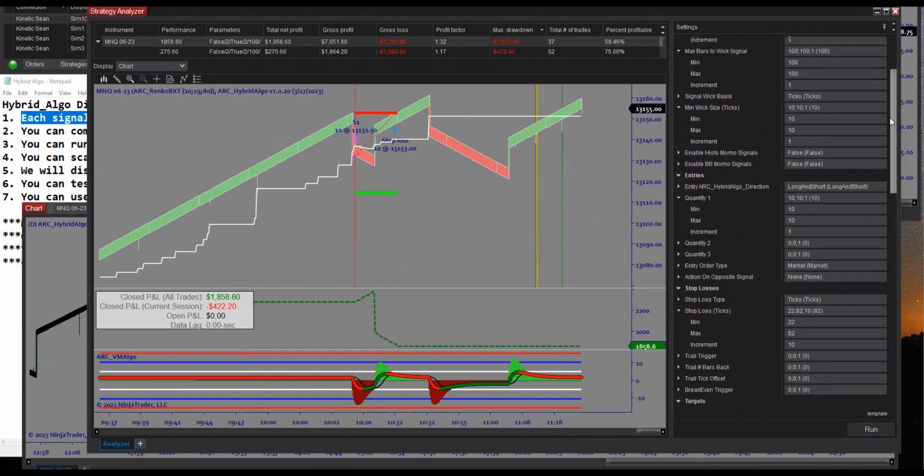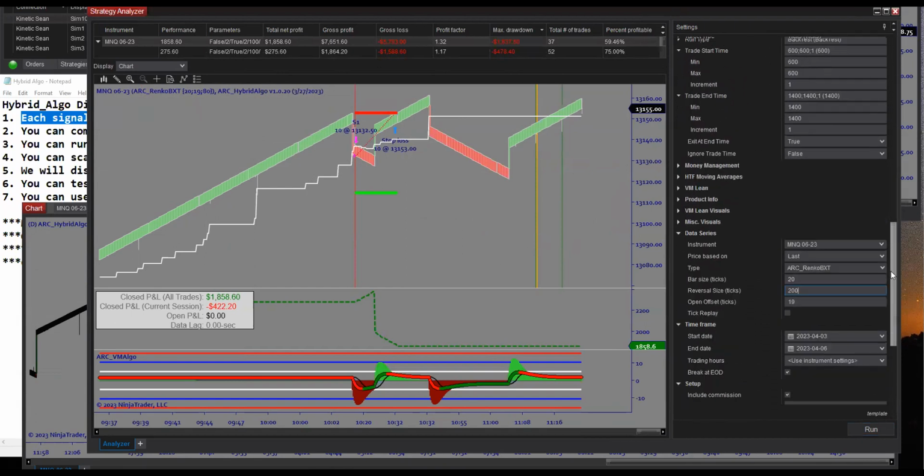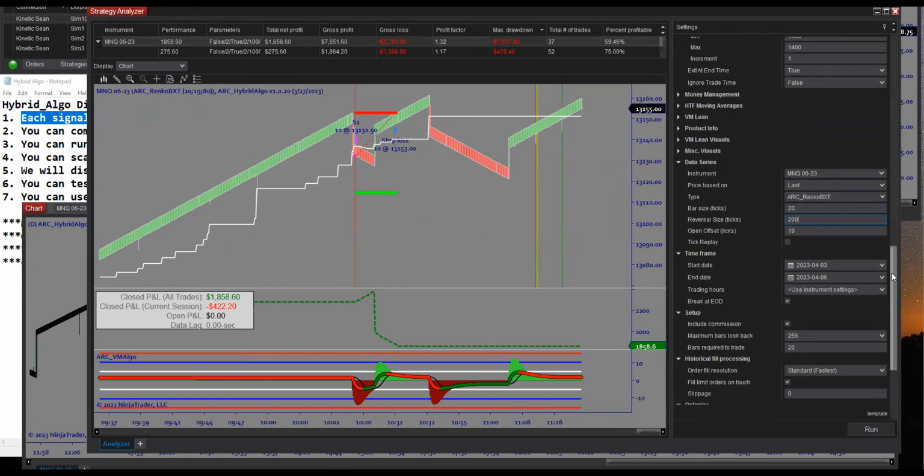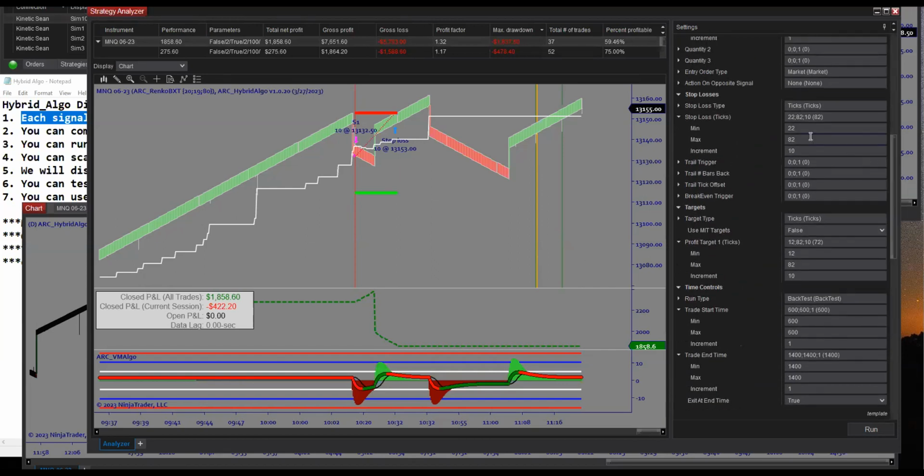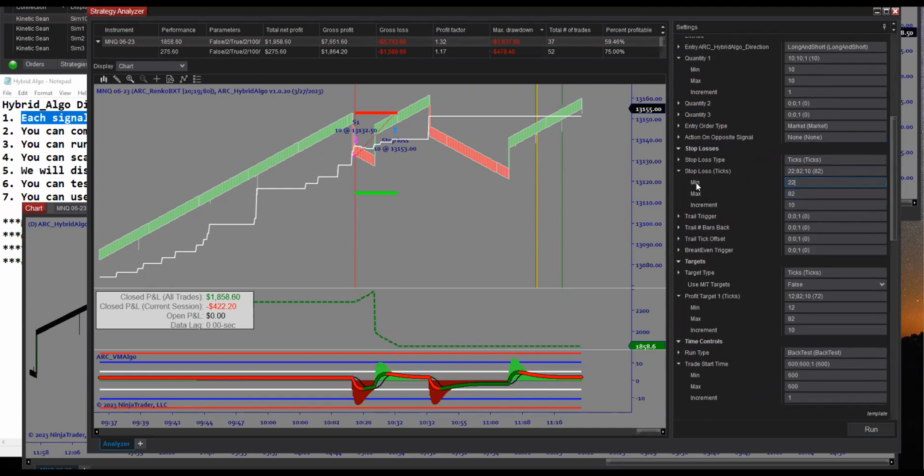And so let's take a look at this. If I have a 200 tick reversal, bar type is 20 ticks, so 22 stop. I want to run really tight stops. Let's say I just want a 22 tick stop, really tight stops. Watch, we can take a look at this.